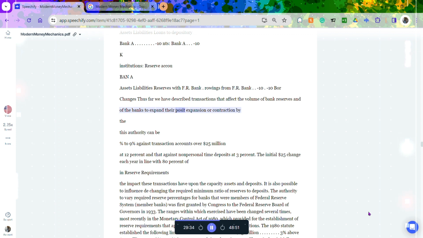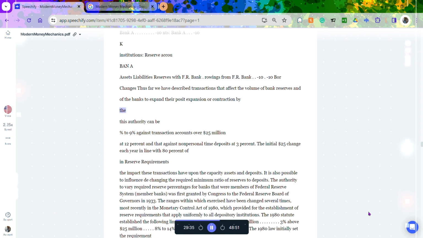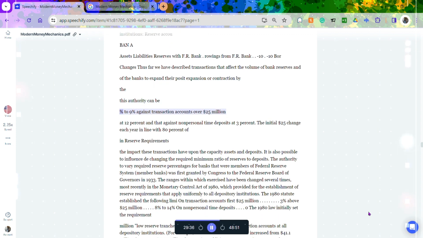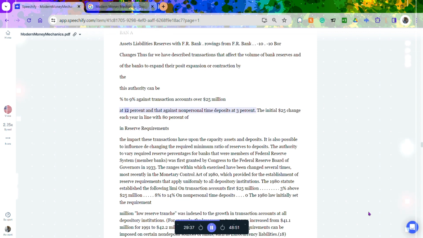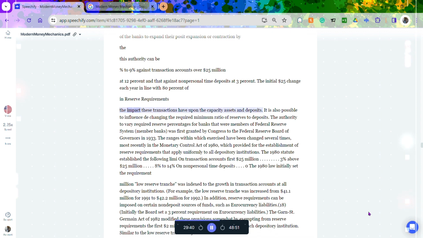Deposit expansion or contraction can also be influenced by changing the required minimum ratio of reserves to deposits. This authority can be set from 8% to 14% against transaction accounts over $25 million, and up to 9% against non-personal time deposits. The initial $25 million changes each year in line with 80% of the growth in deposits. The impact these transactions have upon the capacity to expand assets and deposits.